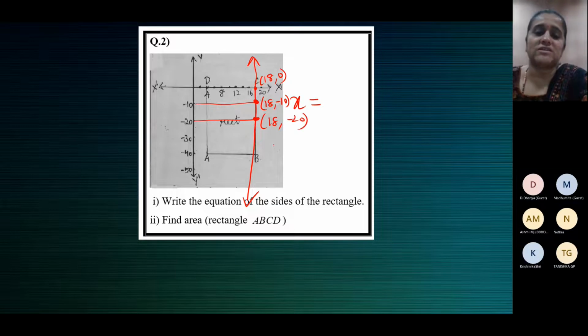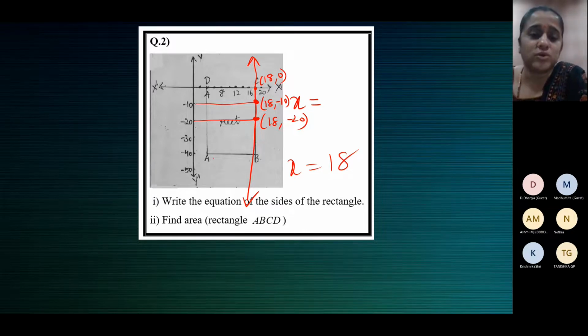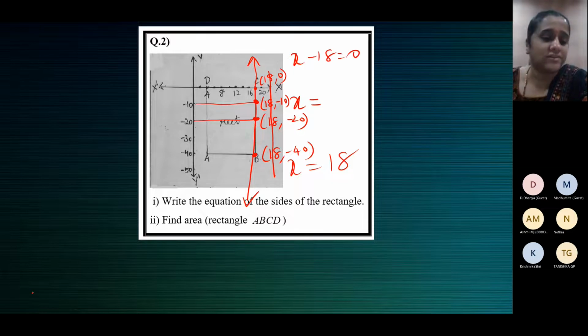So what do we observe, children? The x coordinate is the same everywhere. On this line, the x coordinate is always 18. That is what we say x is equal to 18. Just to remember, if it is parallel to the y-axis, it will be x is equal to. Why? Because x is always 18. This one also will be x coordinate 18 and y coordinate minus 40. So x is equal to 18, or x minus 18 is equal to 0 is the equation of the side BC.